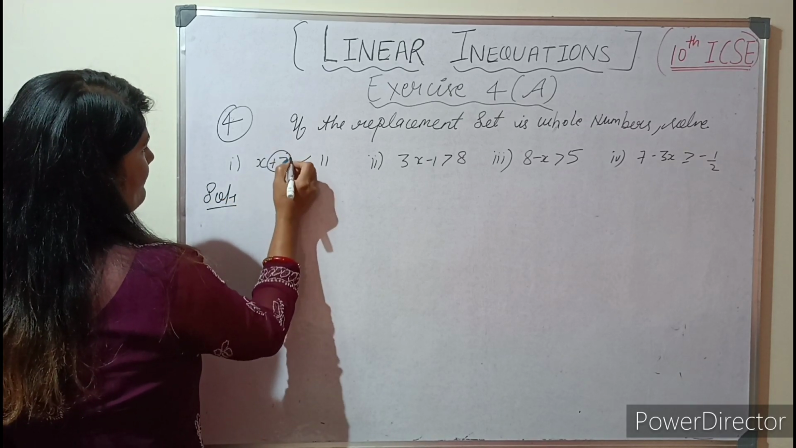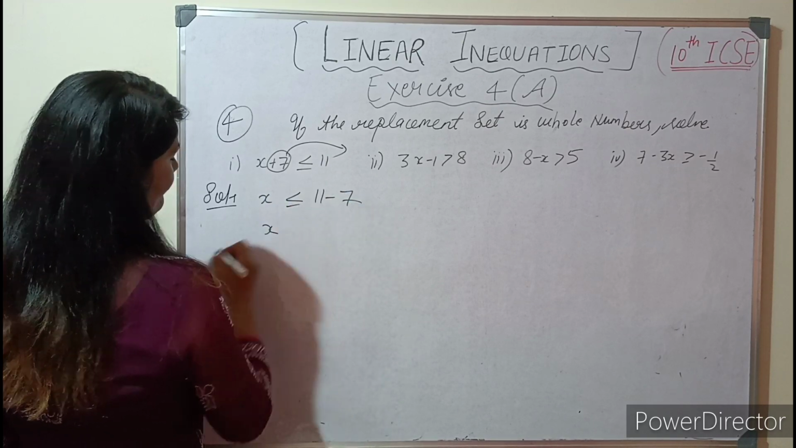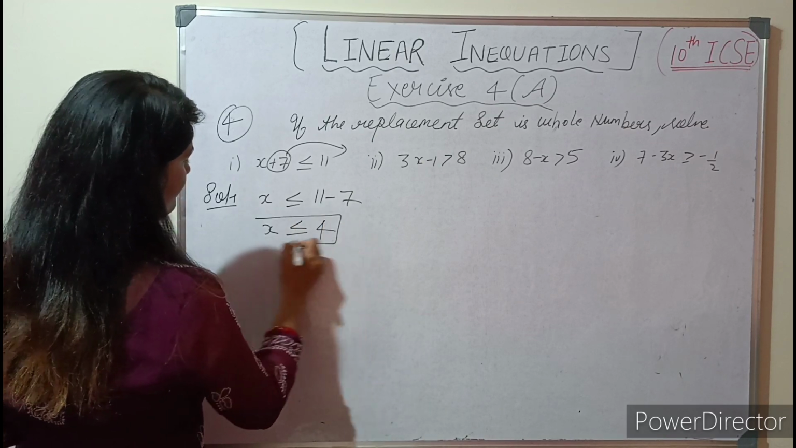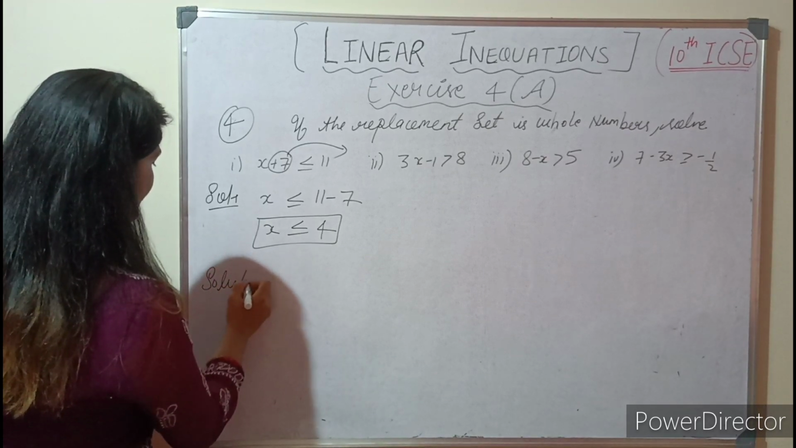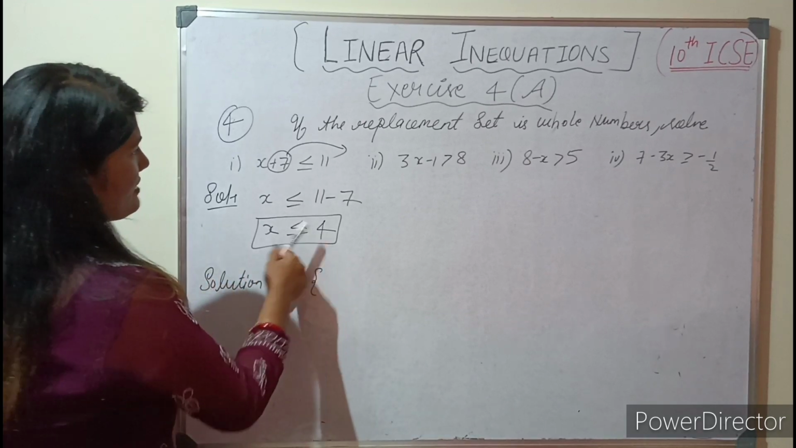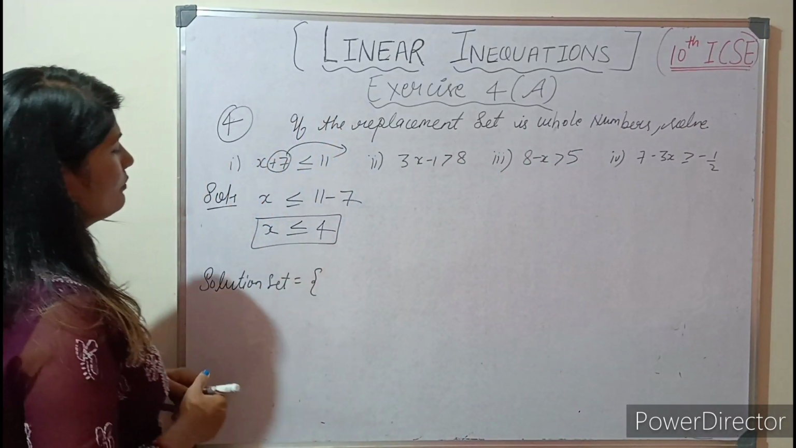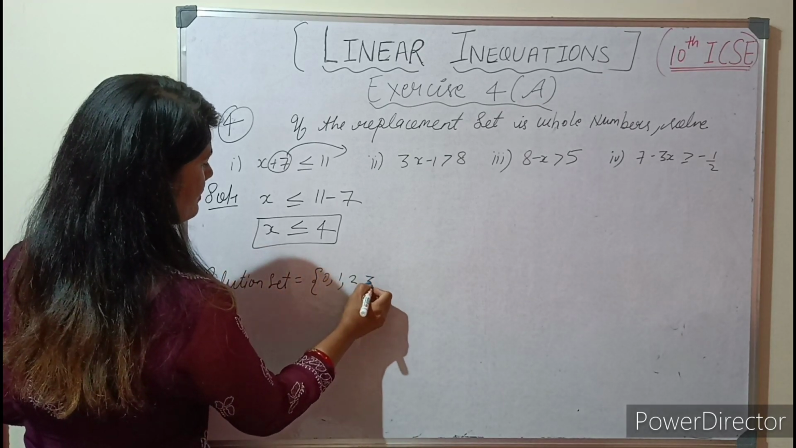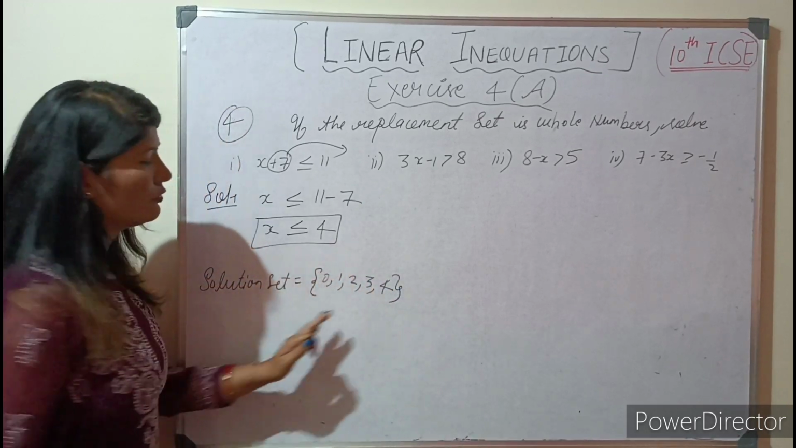So again this is plus 7, it will go to the other side. So here 11 minus 7. So the value of x is less than or equals to 4. So now after finding the value of x, you will directly find the solution set. So solution set is equals to, you will draw a curly bracket. So less than 4, and here the replacement set is whole numbers. Clear? So whole numbers means you will count from 0 onwards. So 0, 1, 2, 3 and 4. Because here equals to sign. So therefore we will include 4.